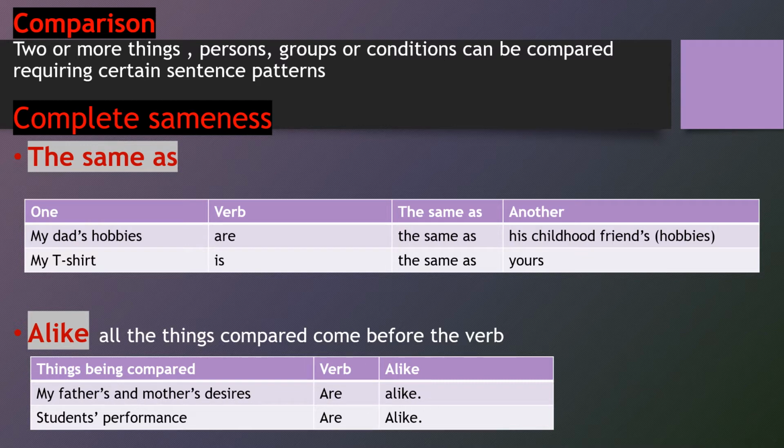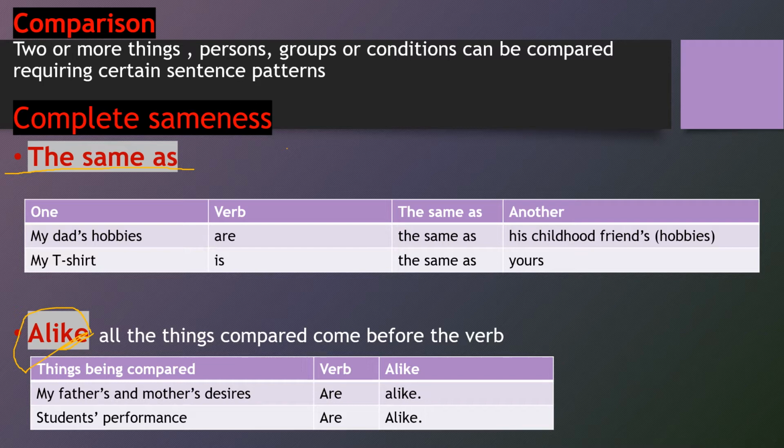First of all, we have complete sameness. When I say complete sameness, I mean that the two things are exactly the same. The first tool is "the same as", and the other tool is "alike". Let's see the difference between these two tools. First of all, we have: my dad's hobbies are the same as his childhood friend's hobbies. My t-shirt is the same as yours.